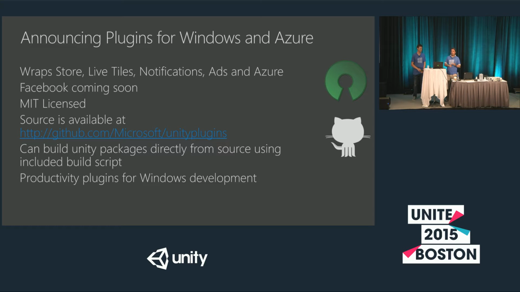So we have wrapped all the in-app purchases. We have integrated all the live tile stuff, essentially stuff that surfaces your app on the platform, advertisements, Azure, and we understand Facebook is a big deal, so we are wrapping that too. The good thing, every single line of code is open source. It's on GitHub, it's MIT licensed. So not just a generic license, MIT license, you can do what you want with it completely.